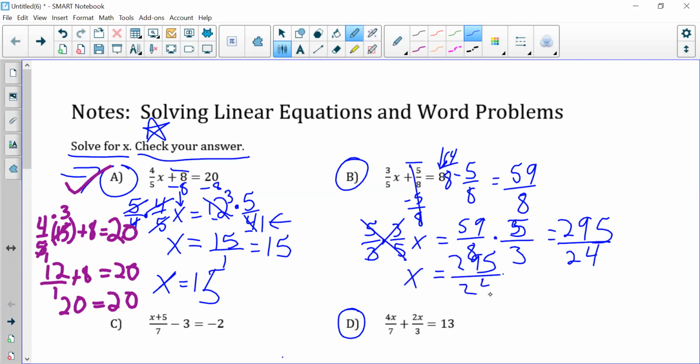All right. I'm not going to check this one just because that's a big, ugly fraction, but you would check it the exact same way we just did the first one. You plug it in and you go.